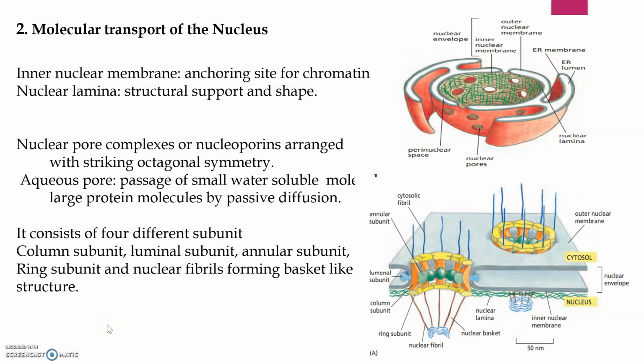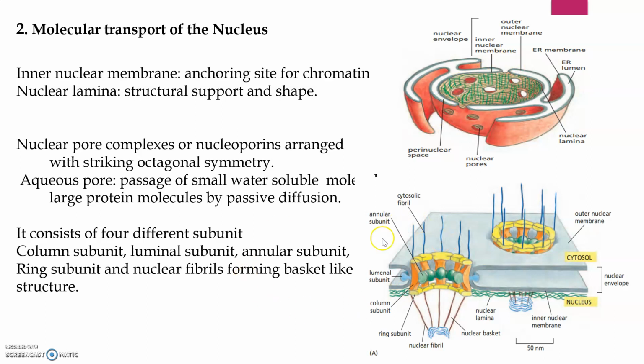Hello everyone. In the previous video, we learned about molecular transport into the nucleus, the introduction to the nucleus. The nucleus consists of the inner and outer nuclear membrane and the nuclear envelope, which provides the anchoring site, and the nuclear lamina, which provides structural support and shape to the nucleus. The outer nuclear membrane is continuous with the endoplasmic reticulum, and protein transport into and out of the nucleus takes place with the help of nuclear pore complexes.